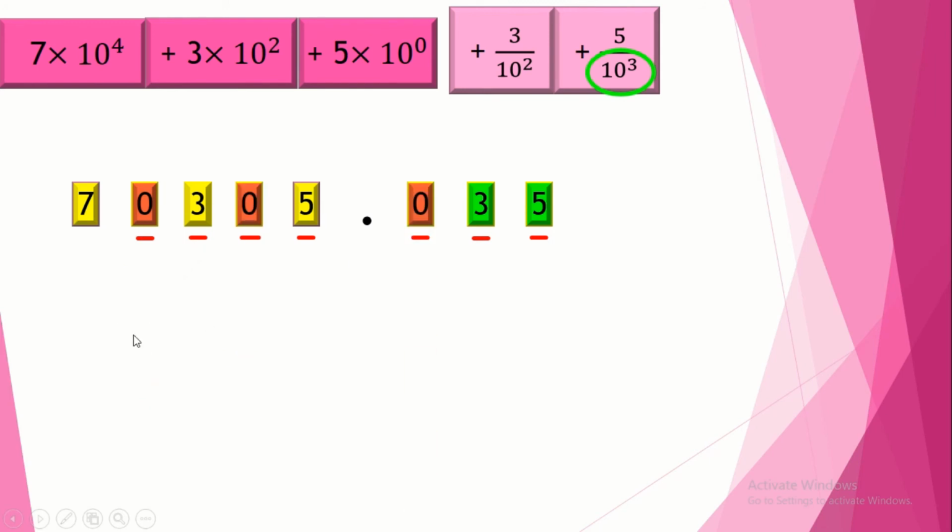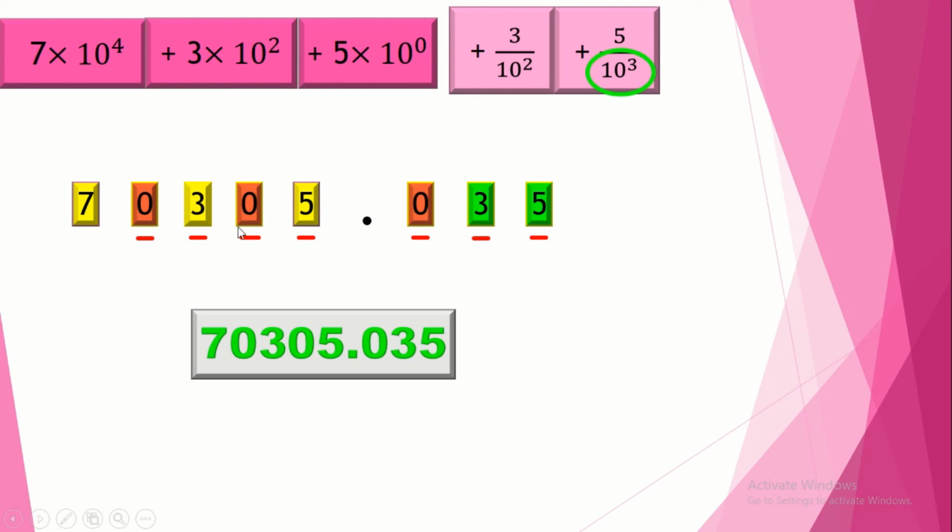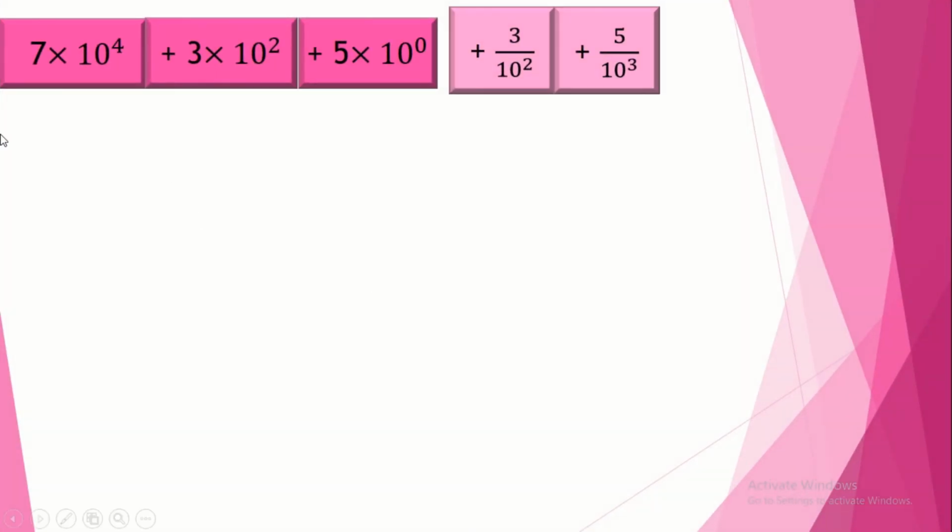As you see, what's the answer right now? It's 70,305.035. We can solve this one in another way. How to do it? We have 7 times 10 to the power 4. We can write it as 7 and 4 zeros. So it's 70,000. Plus 3 times 10 to the power 2. So it will have 2 zeros. So it's plus 300. Now it's plus 5 times 10 to the power 0. The power of 10 represents the number of zeros. It's 0, so we have no zeros after 5.